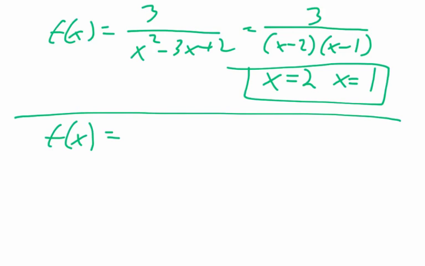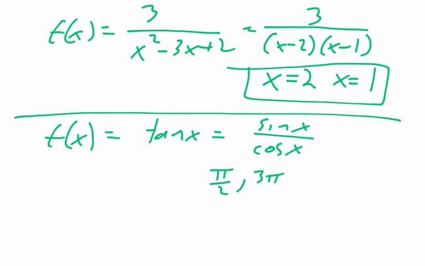If I did this with the tangent of x, which means we have the sine of x over the cosine of x, nothing cancels, and I'm looking for when the cosine of x is equal to 0. Well, the cosine of x is equal to 0 at odd multiples of pi over 2. And so there are infinitely many asymptotes for that particular problem.